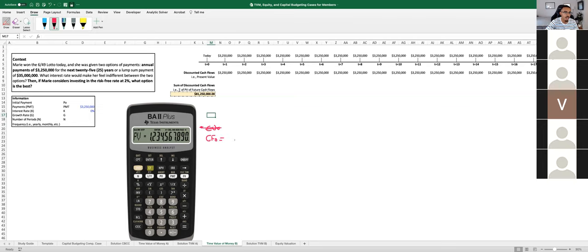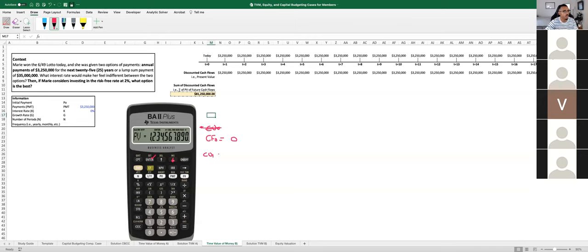You're going to do CF0 equals 0 if it's not already the case. Once you've done that, you're going to press Enter. Once you've pressed Enter, you are going to do arrow down, everybody. Once you've done that, you're going to see something as being CF1.